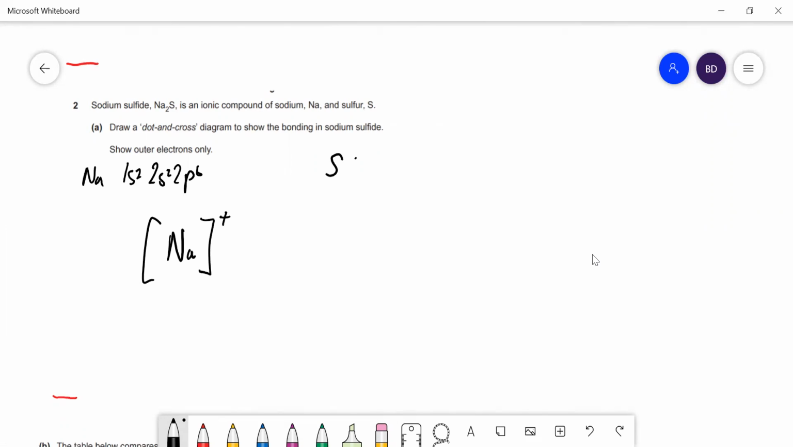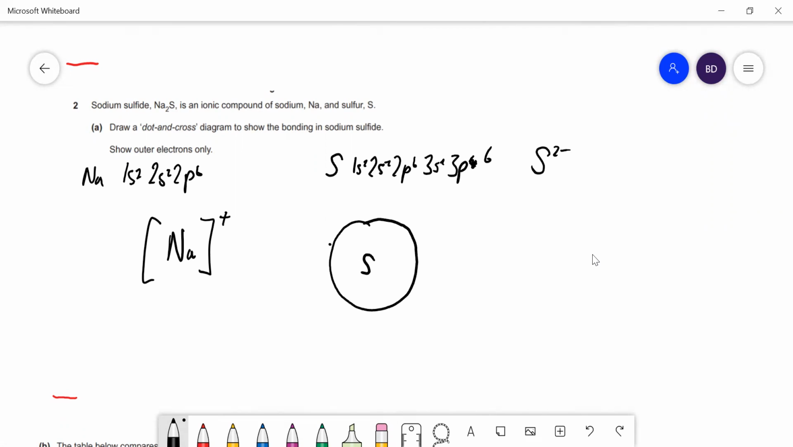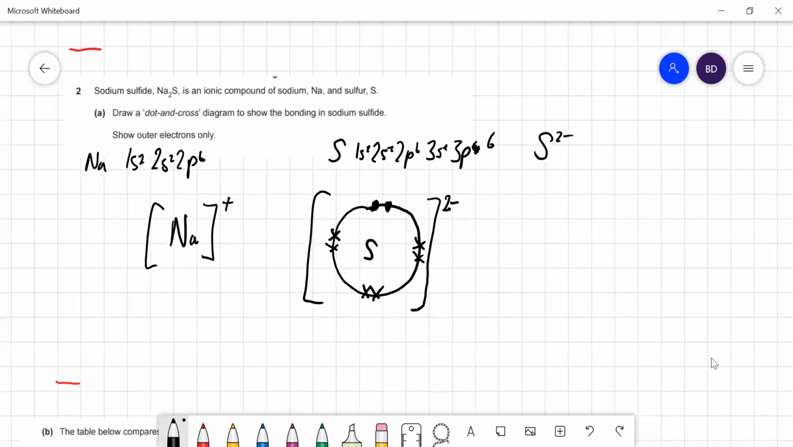Sulfur is 1s2, 2s2, 2p6, 3s2, 3p4. So that's going to gain 2 electrons to make that 3p6, form an S2 minus ion. So it's going to get 8 electrons in its outer shell. So I'll draw that like this. Here's a sulfur. It's got 6 of its own electrons, the crosses. And it's got the 2 extra ones it's got from sodium, the dots. And I'll put a charge on that of 2 minus. Okay, so that is the dot cross diagram.